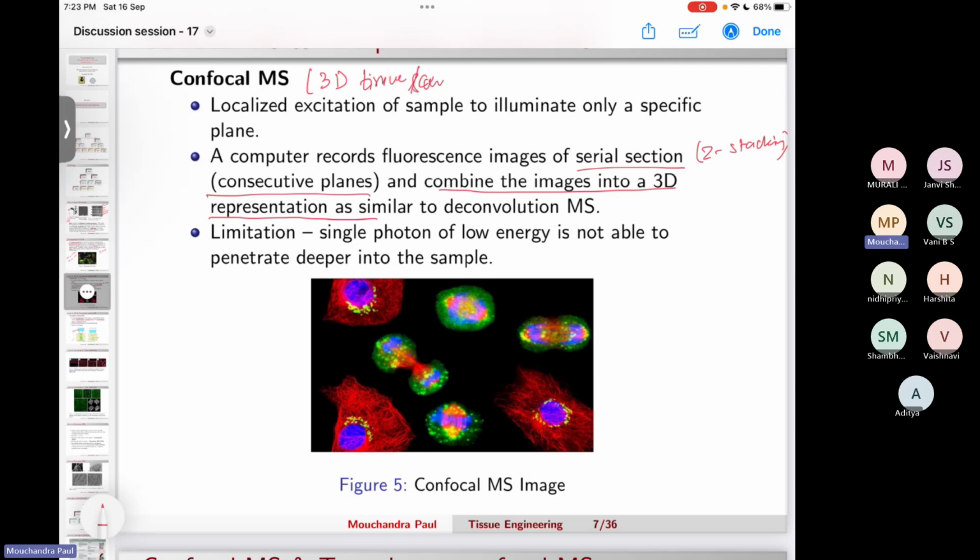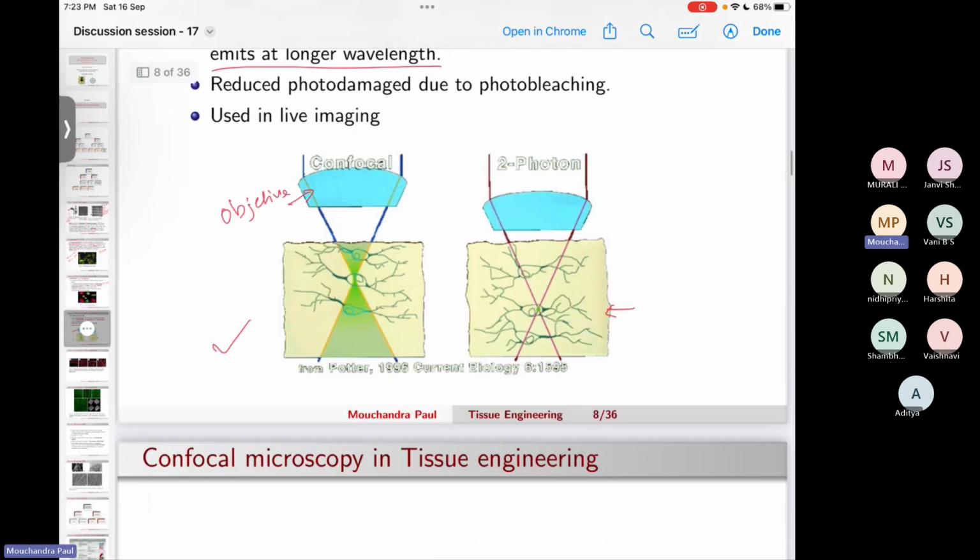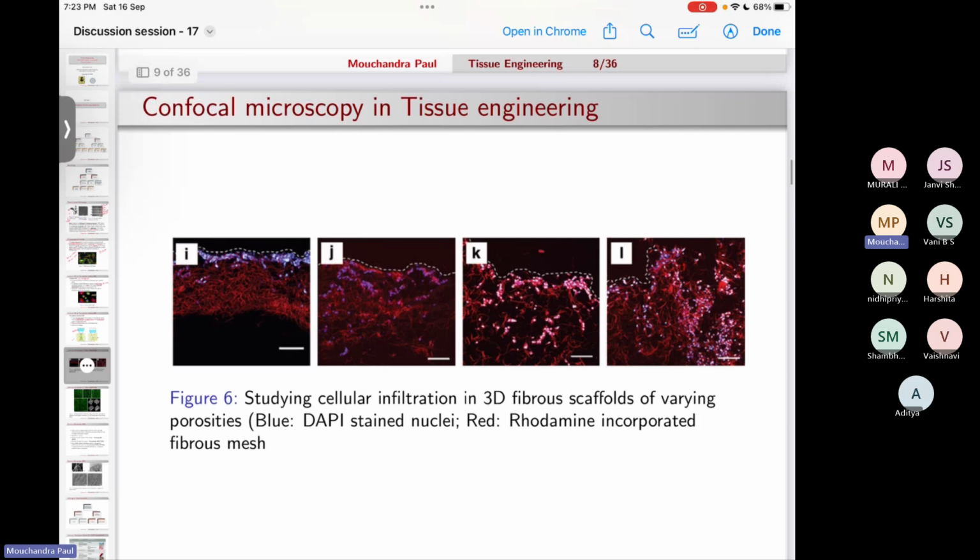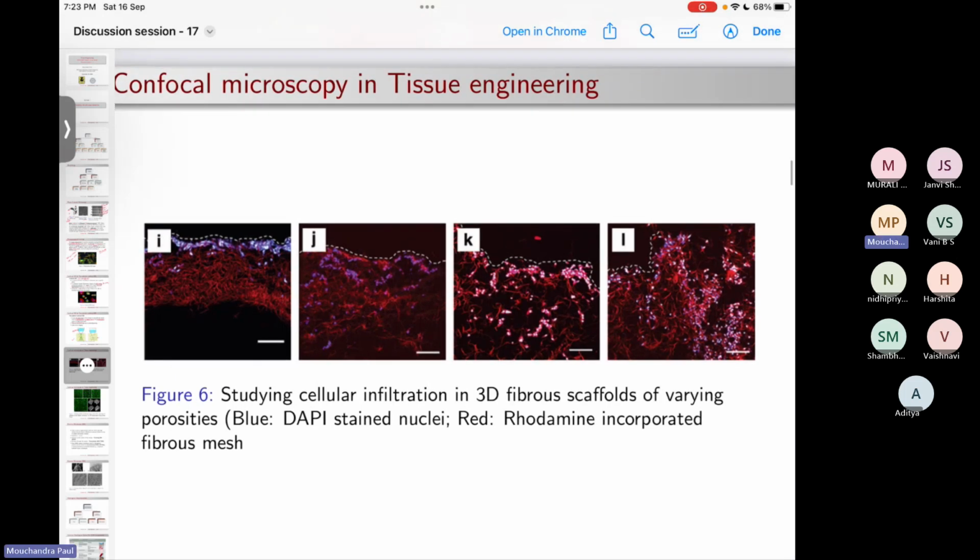Tissue samples. Cells are basically 2D. When you layer the cells, it forms a tissue. This is an example of how confocal microscope is used in tissue engineering.